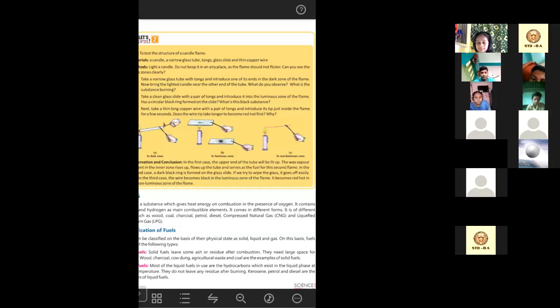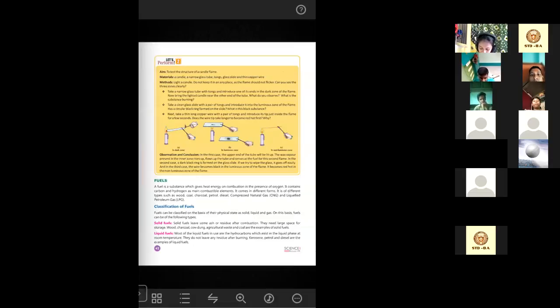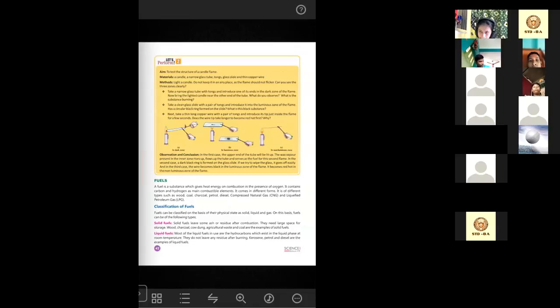And if we hold it exactly in the middle layer, what will happen? Can anyone tell me? At first it will turn red, and then gradually, if you move it towards the inward part, it will start turning black. So when you hold it to the middle part, at first it will turn red, but as you move it to the innermost part, it will start turning black. So this is the observation of these three experiments.